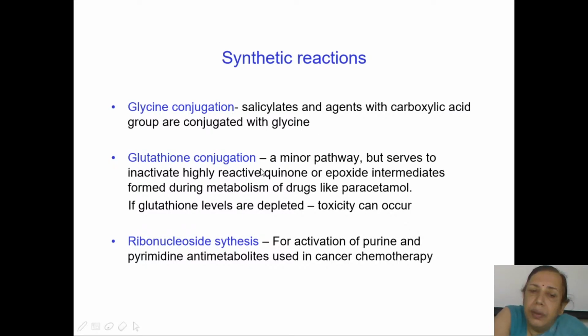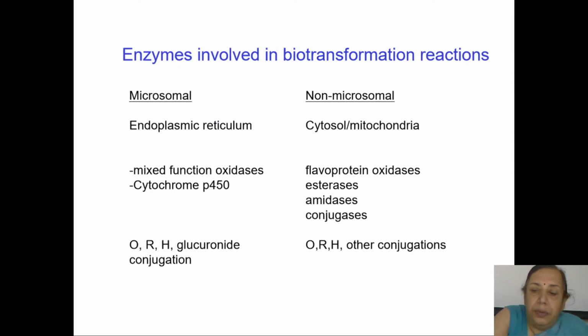Similarly, you have glutathione conjugation. So these are again endogenously produced substances which form conjugates, for example with drugs like paracetamol. And if glutathione is depleted, or the level of paracetamol is very high and the glutathione level is too low to form a conjugate, you may come across toxicity occurring because of overdose of paracetamol. Similarly, for drugs which are purines or pyrimidines, you see there is formation of ribonucleosides, and such drugs are effective in cancer chemotherapy. Now, how these biotransformation reactions take place?